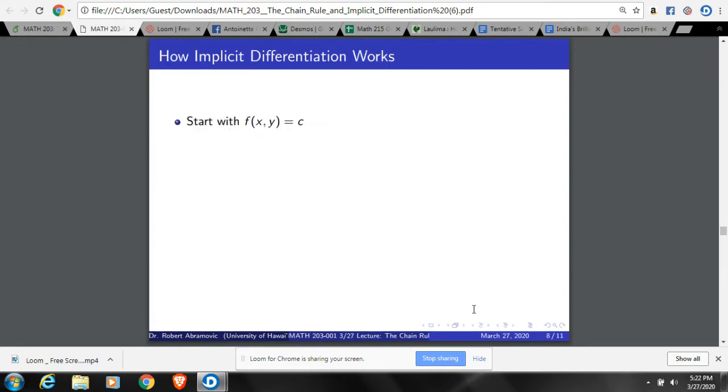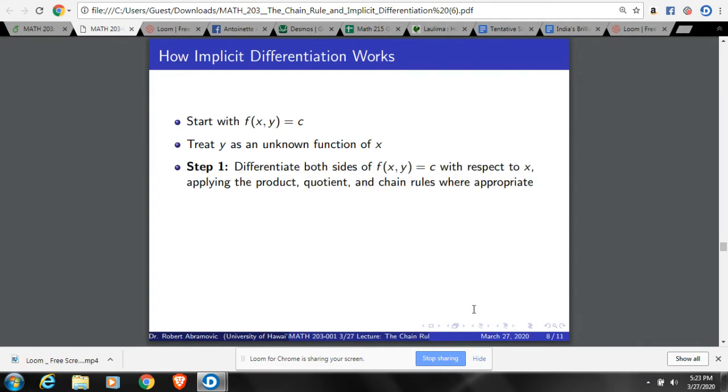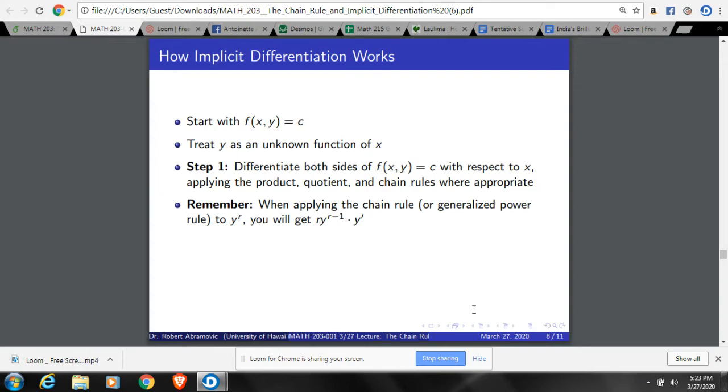Here's how it works. We start with the function f of x comma y is equal to a constant. We differentiate both sides with respect to x, and you apply the product, quotient, and chain rules where appropriate. Here we're treating y as an unknown function of x. And remember, when you apply the chain rule, or generalized power rule, to y as an unknown function of x, to the r power, you get r times y to the r minus 1 times y prime.